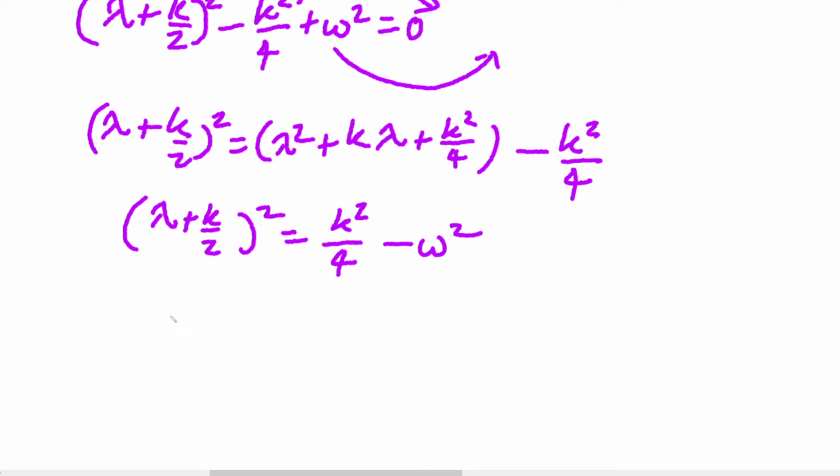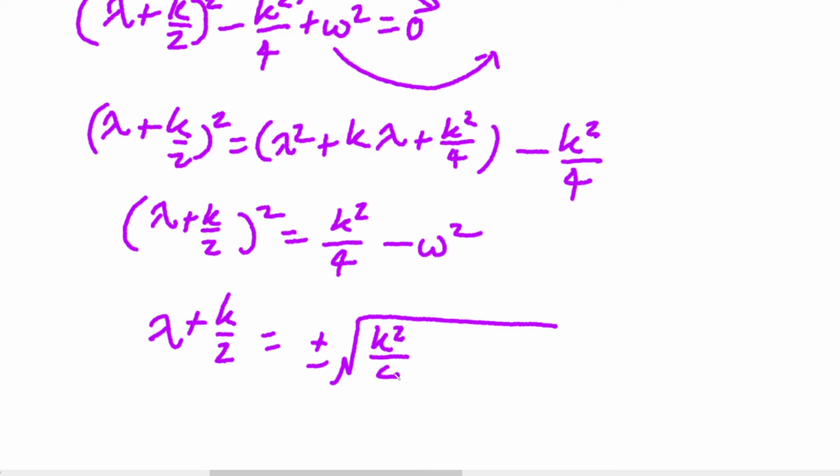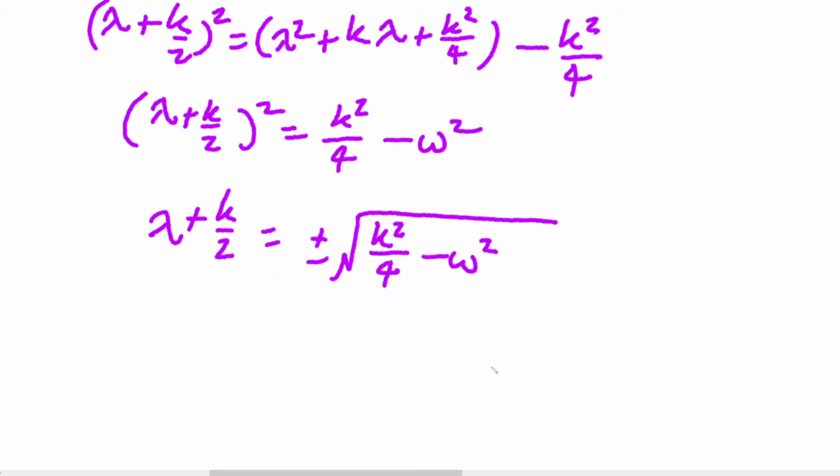And then taking the square root of both sides, lambda plus k over 2 is equal to plus or minus the square root of k squared over 4 minus omega squared. And, of course, subtract k over 2 from both sides to get our final answer.